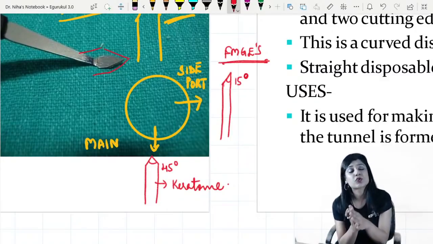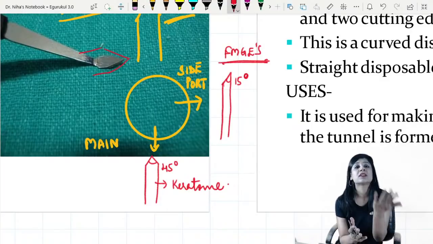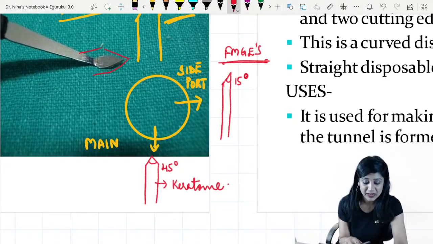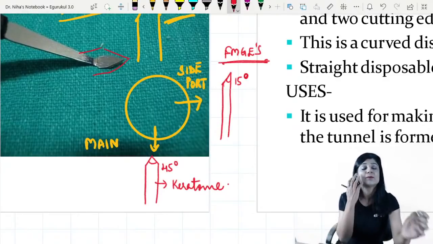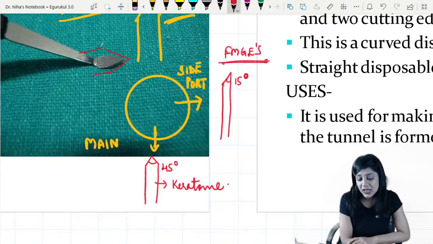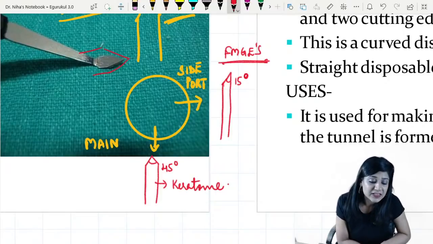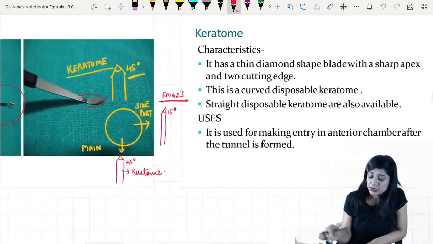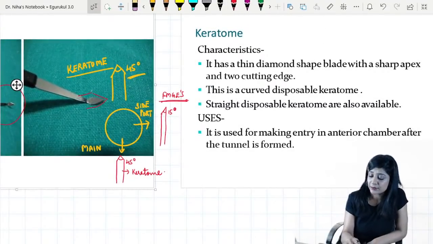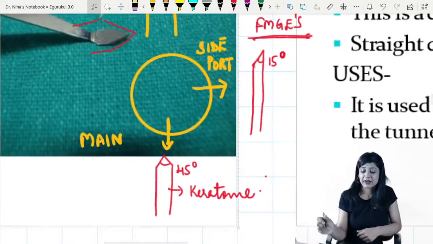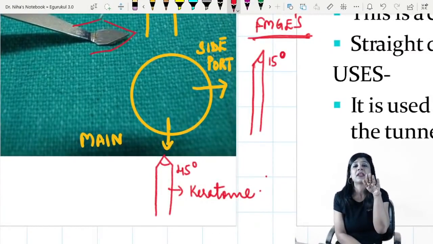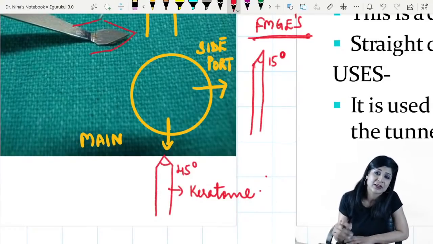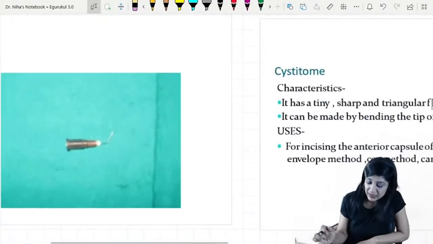So how many incisions do we give? What is the main incision? What is the side port? The two angles and the name of their instruments. We have keratome and we have got the side port blade. Both are separate. So this is actually required for making an entry into the anterior chamber. When you are making a tunnel and then you are making an entry into the anterior chamber, we are using this keratome. Okay.